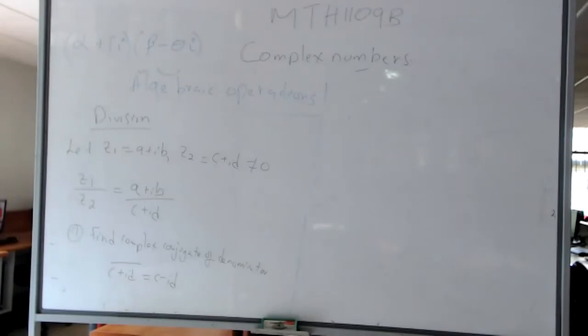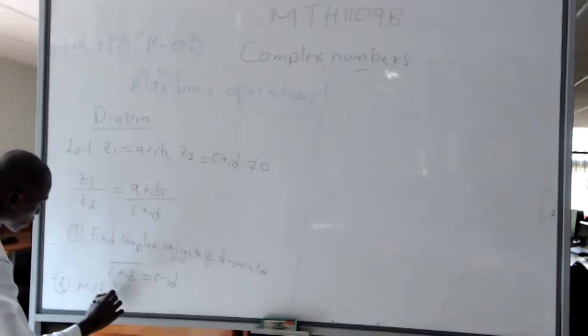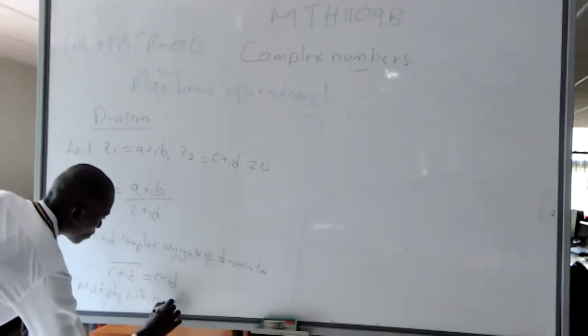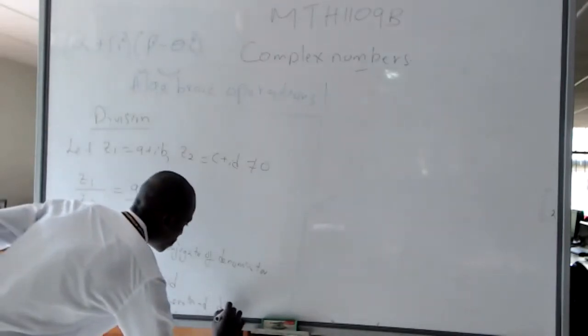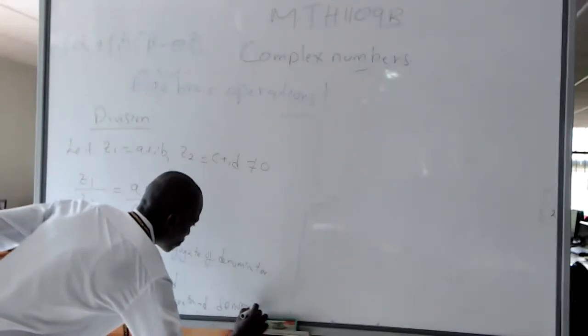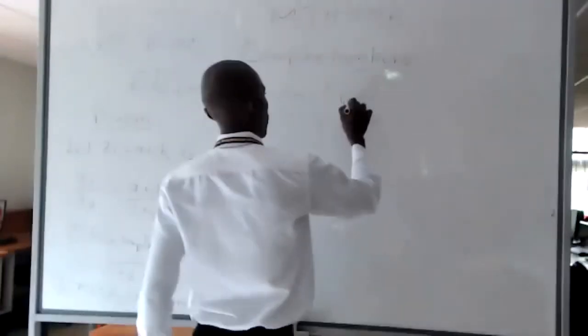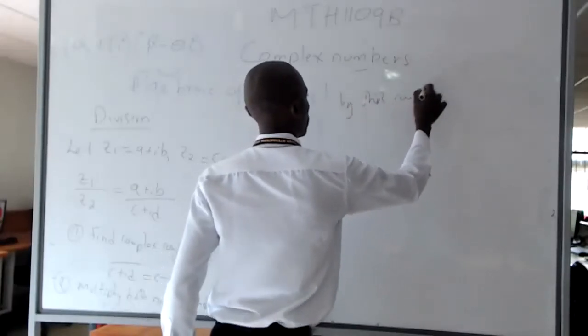That is the first. Then the second rule, multiply both numerator and denominator by this complex conjugate.